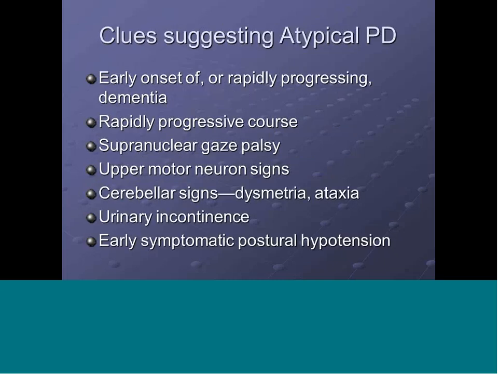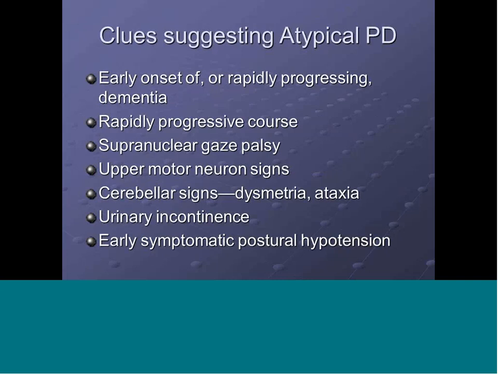Clues suggesting atypical Parkinson's disease include early onset of progressive dementia. So if we think about early onset of dementia, we think about Lewy body dementia, which most of the time has associated Parkinsonian features. If someone has rapidly progressive Parkinsonism, again, that would be atypical for typical Parkinson's disease. Supranuclear gaze palsy is more suggestive of PSP.